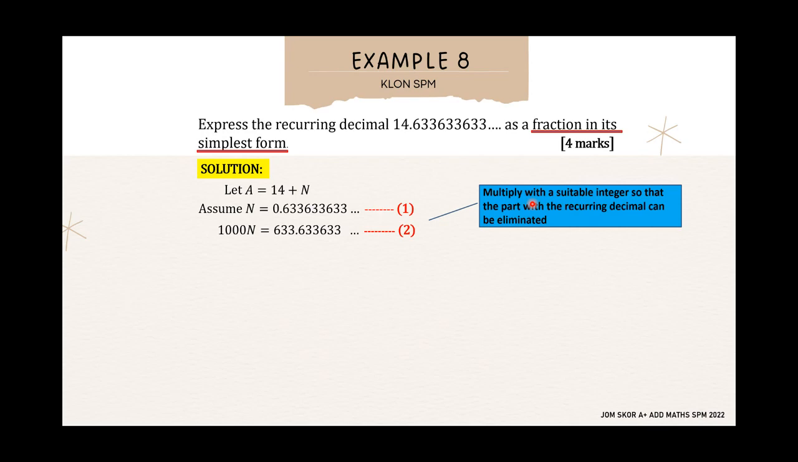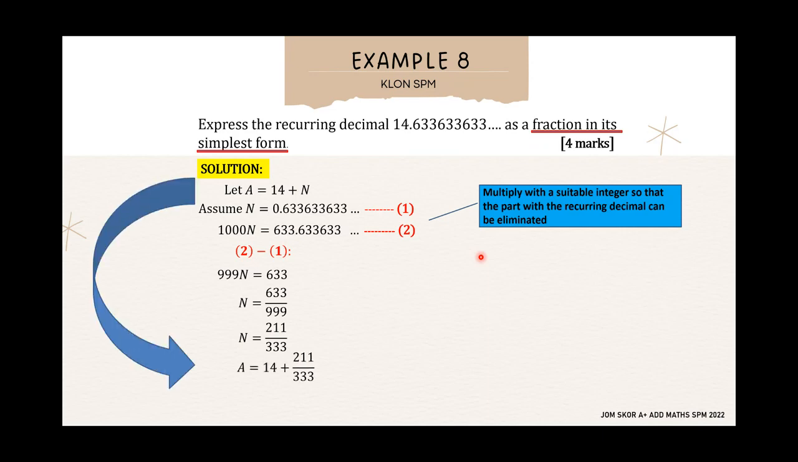1000 N. Gunakan step yang sama saja tadi seperti question number 7. Kita tolak 1000 N minus N. Okay, saya akan dapat 999 N. And then 633.633 minus 0.633. Saya akan dapat. Okay, kita cari nilai N sekarang. Macam mana? Solving linear equation. N equal to 633 divided by 999. Okay, simplify. Kita akan dapat N is equal to 211 over 350.